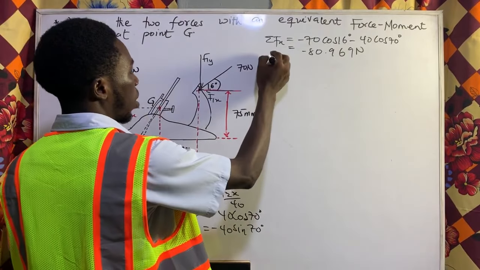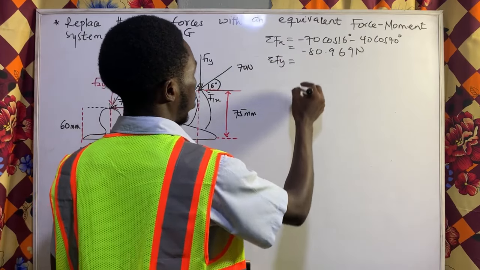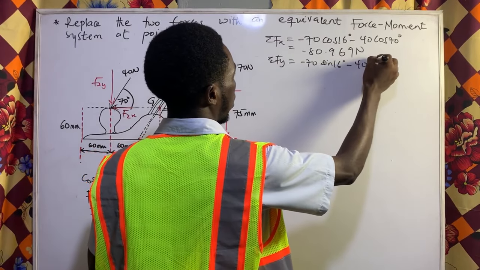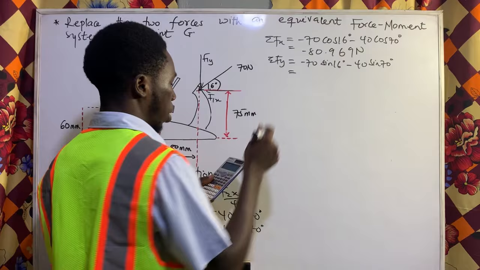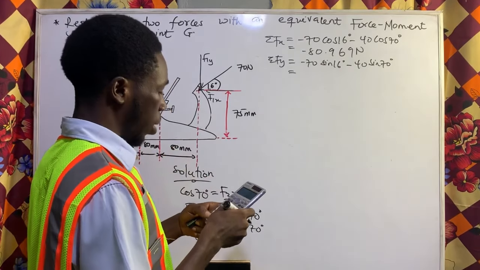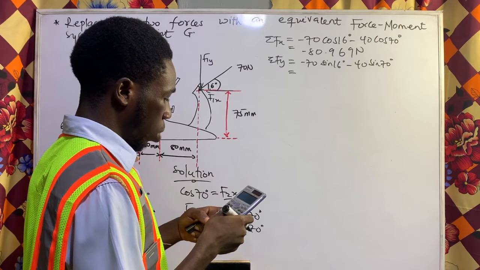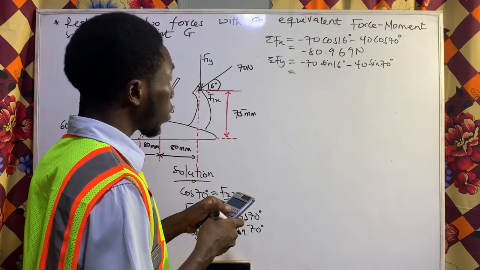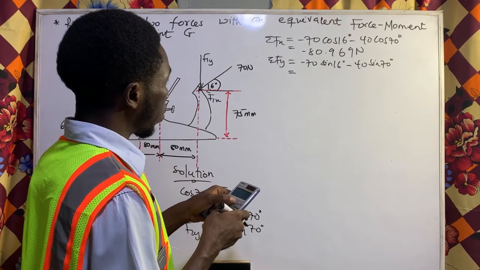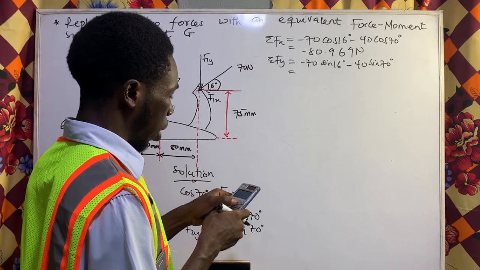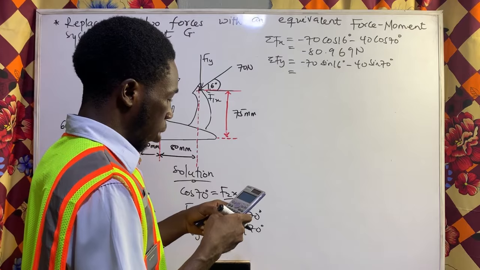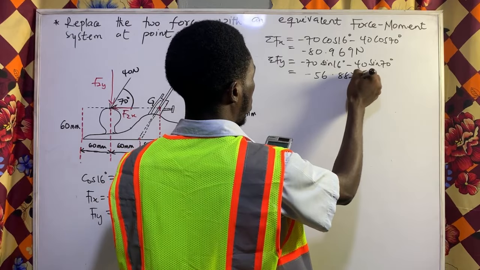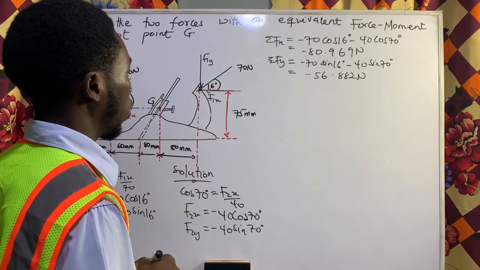Let's consider the sum of forces in the y-axis direction also. You're going to have minus 70 sine 60 minus 40 sine 70 degrees. So let's see what you're going to get. Minus 70 sine of, okay, I made a mistake, mouse function. Okay, so this will give us the value of minus 56.882 newtons. So now let's find the magnitude of these two forces.